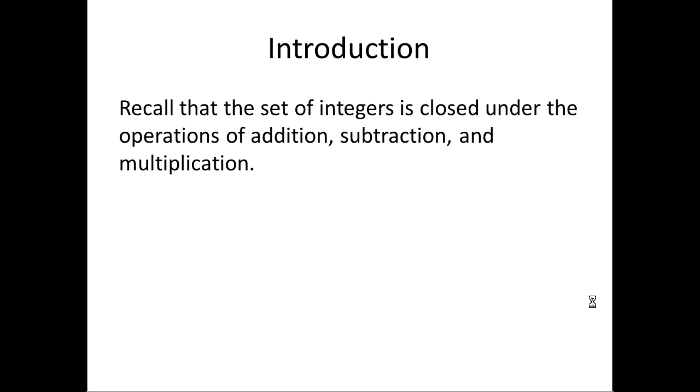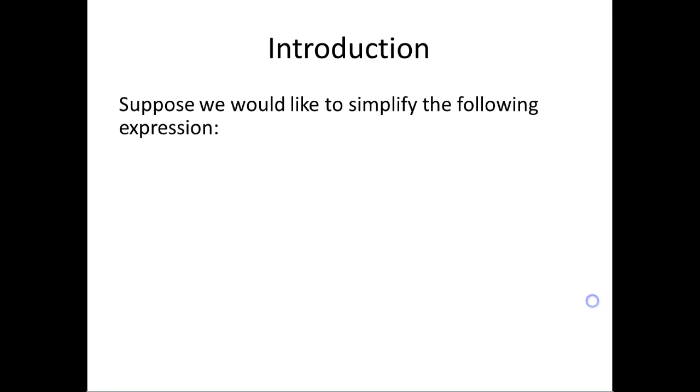For example, 4 times 5 is 20, which is in the set of the integers. 3 times 6, which are two numbers that are in the set of integers, is 18, which is also in the set. So in other words, there's no way to get out of the set of integers by multiplying any two of them together, adding any two of them together, or subtracting any two of them.